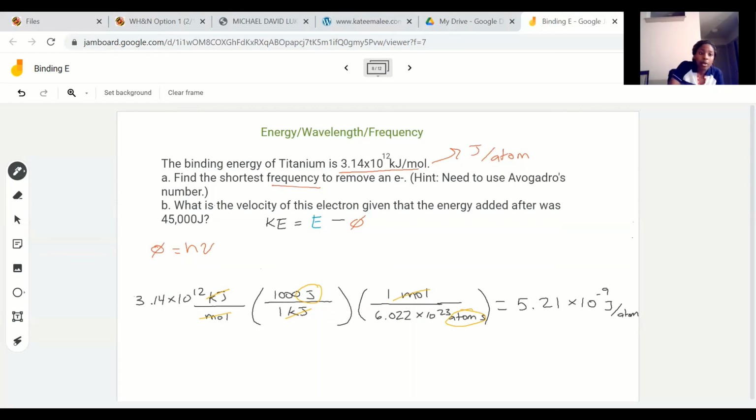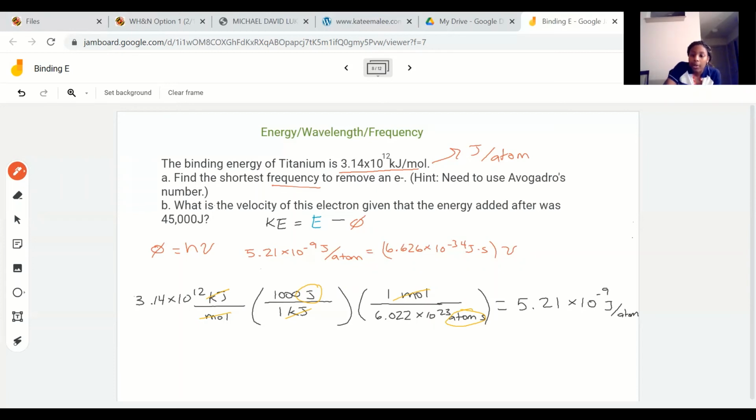Right? So now I can go back to my binding energy. Now I can actually use this equation, right? Now I have 5.21 times 10 to the negative 9 joules per atom equals Planck's constant 6.626 times 10 to the negative 34 joules times seconds times frequency. Remember, we're solving for frequency, so we don't know what frequency is.